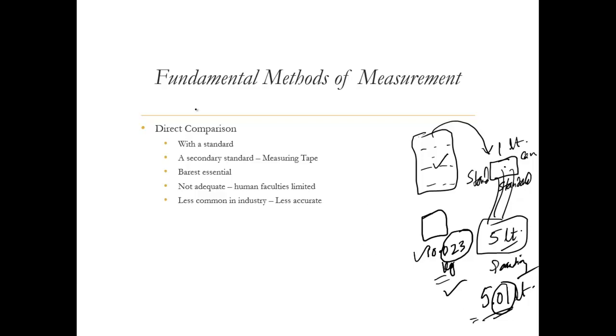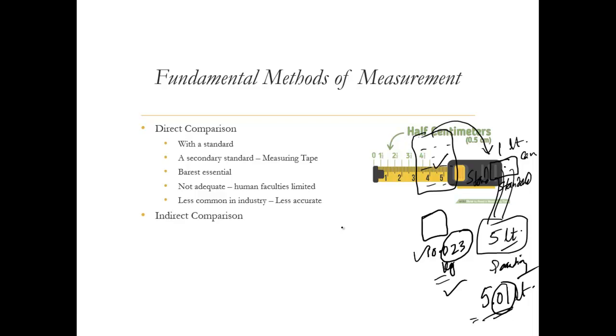In industries where we are really concerned with accuracy and automatic control processes, we cannot rely on human measurements, or the inaccurate measurements that we generally make as humans. That's why we go for something called indirect comparison. This is the other alternative method of measurement. Here we use a transducing device, a transducer. I can explain transducers later on.